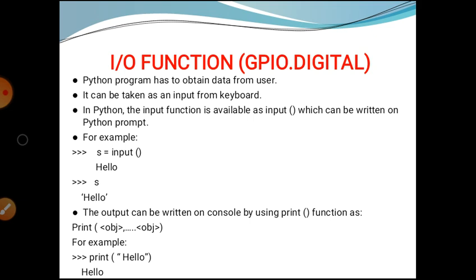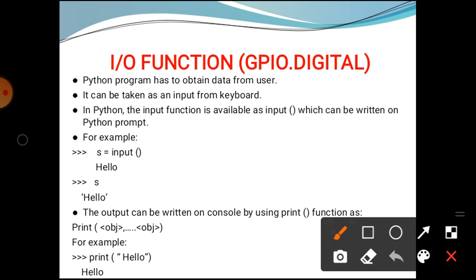A Python program has to obtain data from a user. It can be taken as input from a keyboard. In Python, the input function is available as input, which can be written on the Python prompt. For example, here we see that s is equal to input, and we give input as hello word, then print s gives our output as hello.